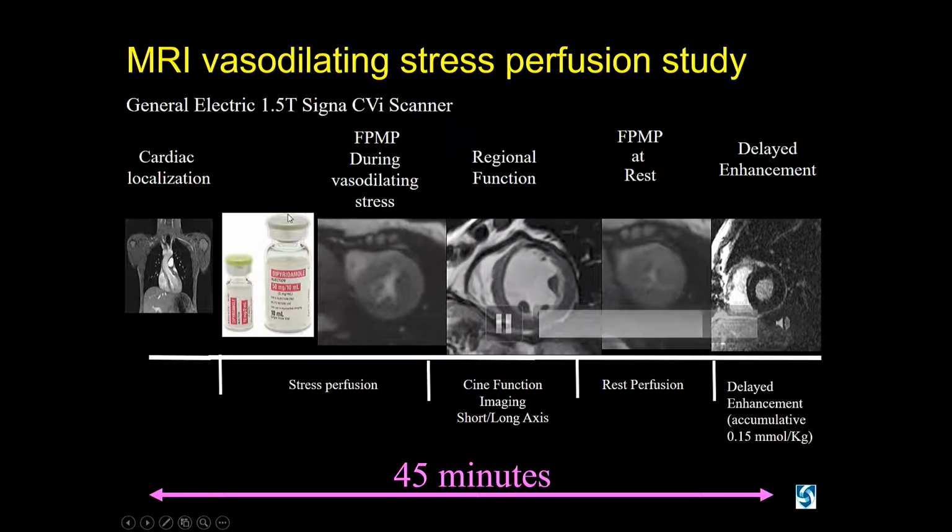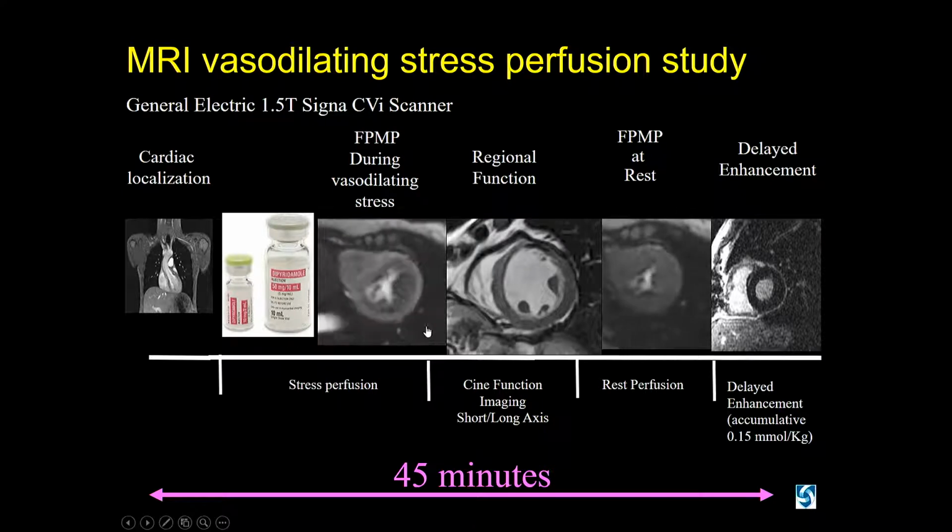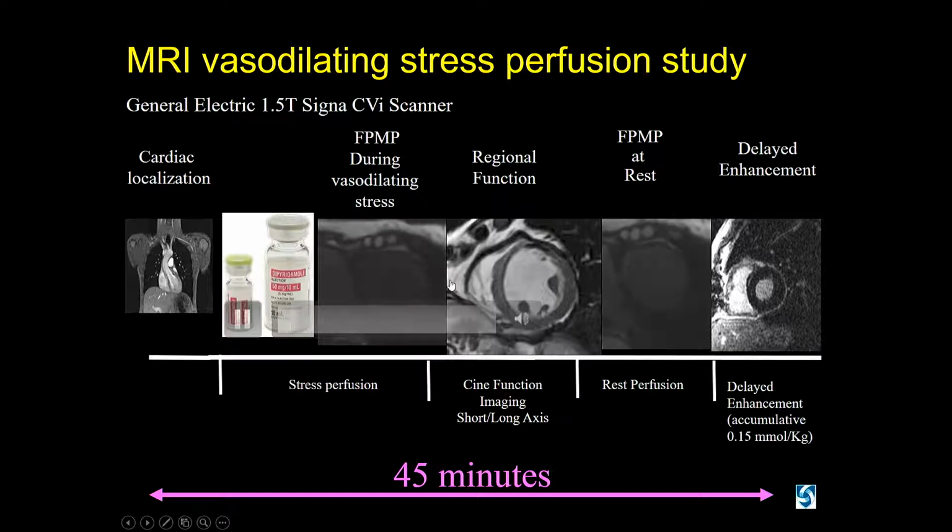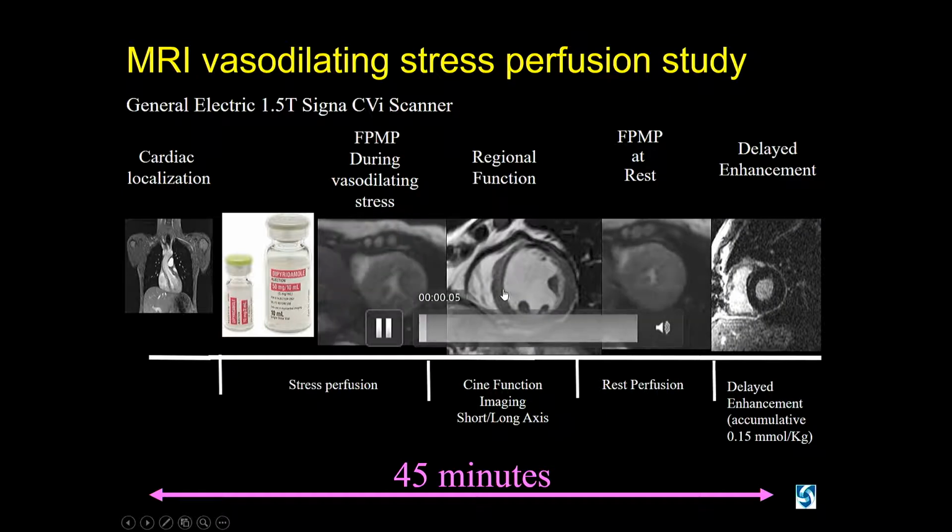So we do perform stress perfusion in patients with suspected coronary disease. And you can see this is a first pass perfusion. You can see there's a circumferential perfusion defect in this patient who happened to have a hypertrophic cardiomyopathy. We'll also look at heart function.